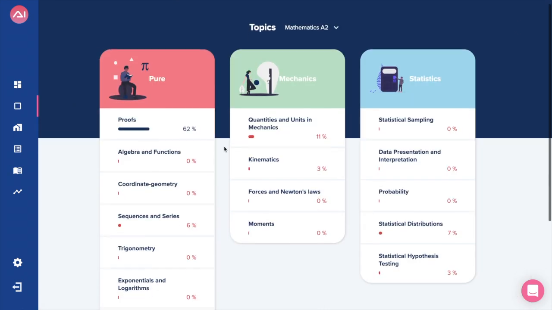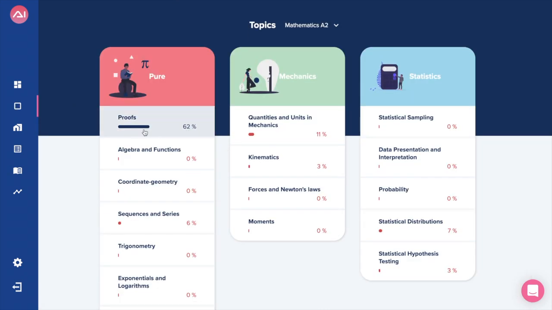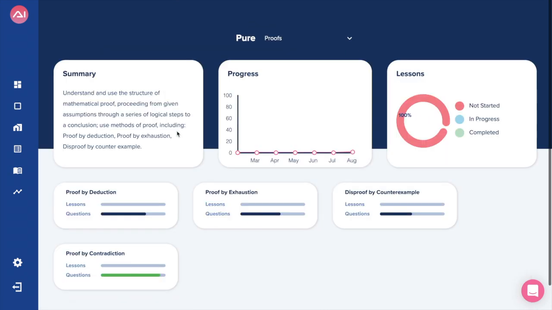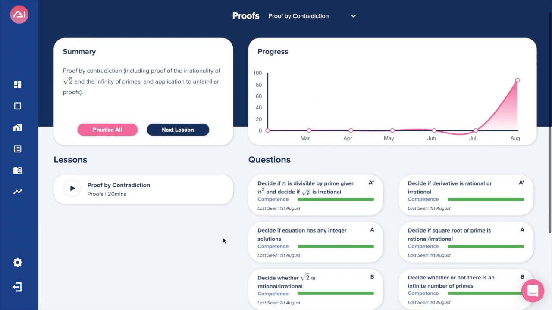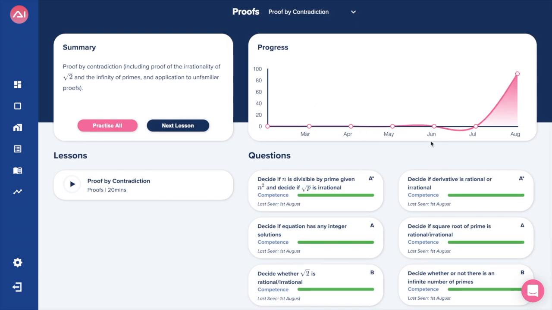Now, all of these analytics feed through from the questions that you've completed. So if we go back to the topics menu, you actually see that I've completed quite a lot of the proof questions, and you'll see that within a few days my progress has shot up from 0 all the way up to just below 80. And if we click on proof by contradiction, you can see that I've nearly completed all of the questions. So this is kind of how this graph works.